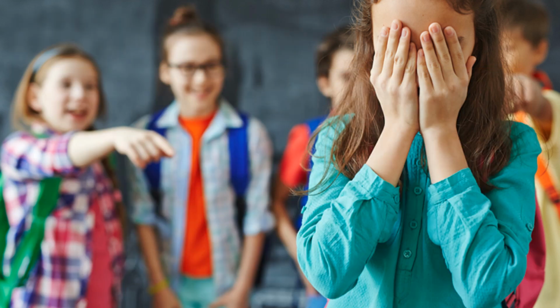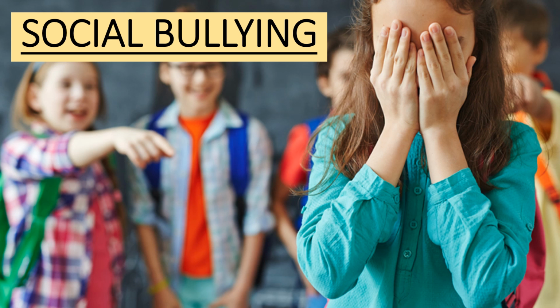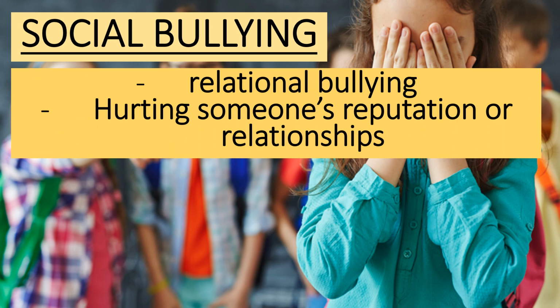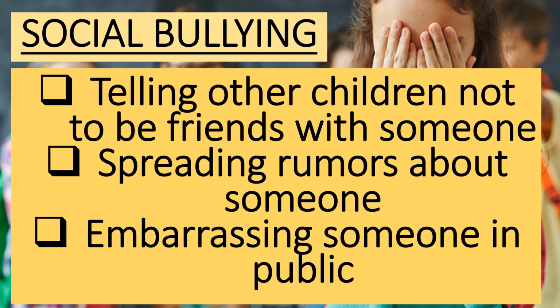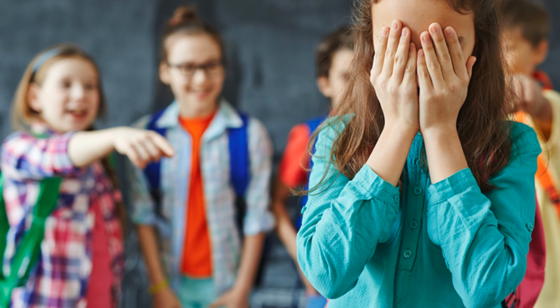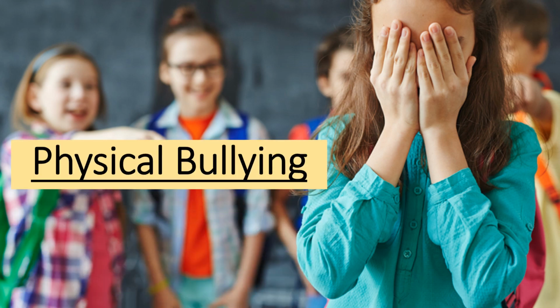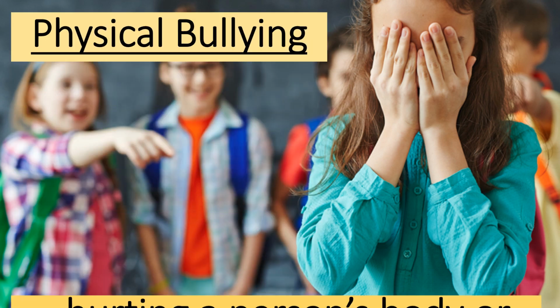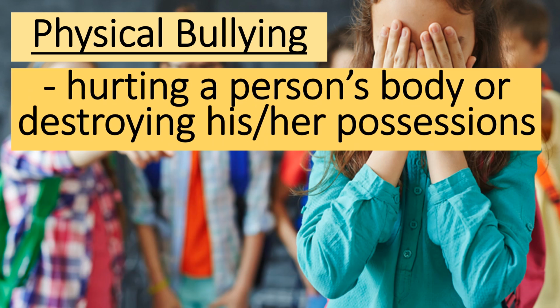Another classification of bullying is social bullying. This is sometimes referred to as relational bullying. This can be done by hurting someone's reputation or relationships. And this includes telling other children not to be friends with someone, spreading rumors about someone, embarrassing someone in public. Next classification of bullying is physical bullying. This is done by hurting a person's body or destroying his or her possessions.